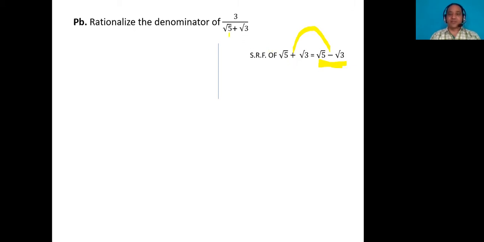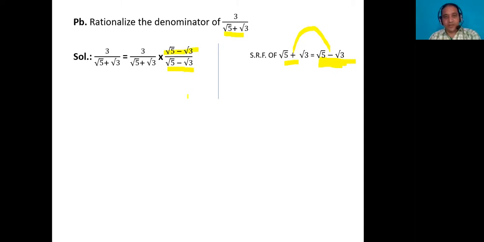So the SRF, the simplest rationalizing factor of square root 5 plus square root 3, is square root 5 minus square root 3. So what will be the solution? We shall multiply the denominator with square root 5 minus square root 3. Hence, we shall multiply the numerator also. Now, what will happen in the numerator? The numerator will have the simple multiplication 3 into square root 5 minus square root 3.